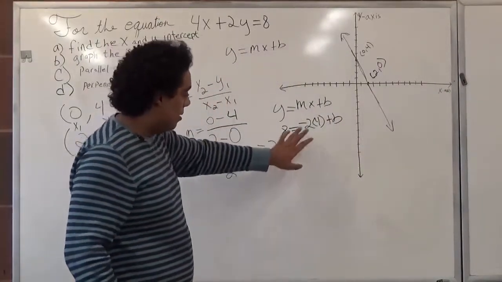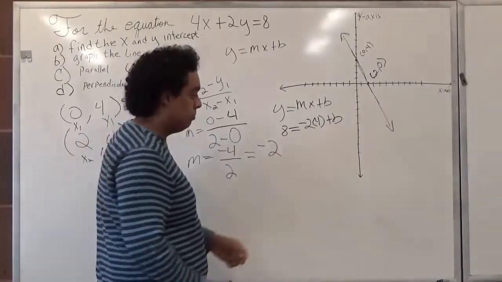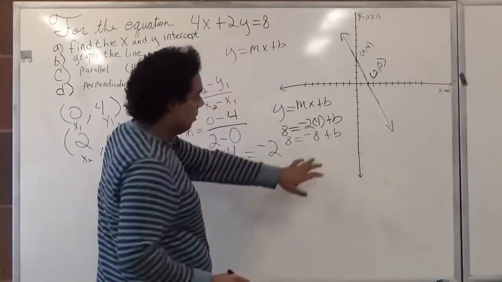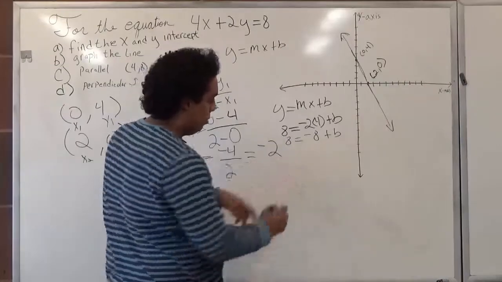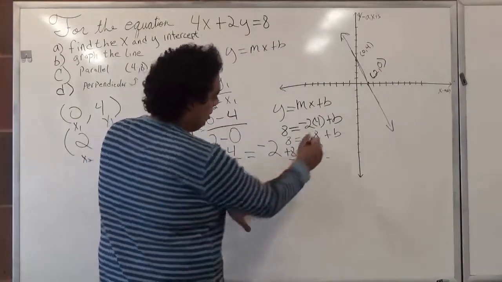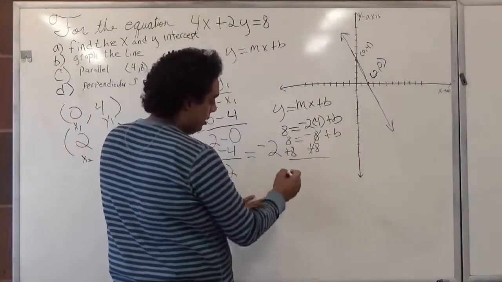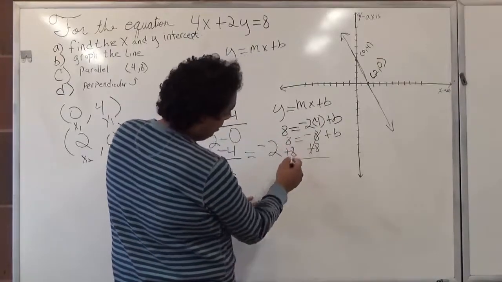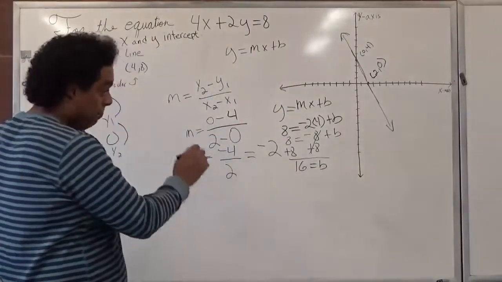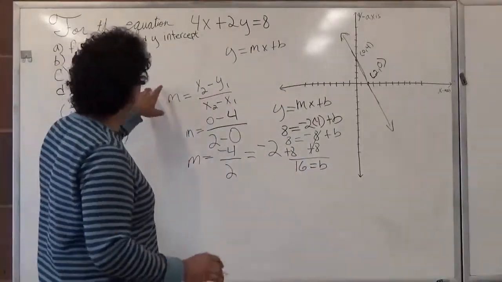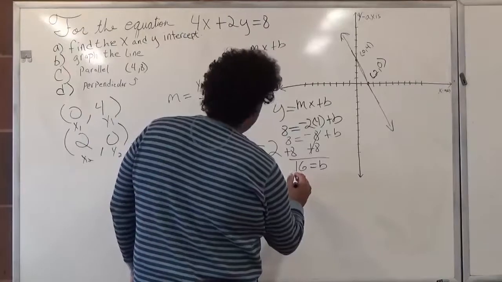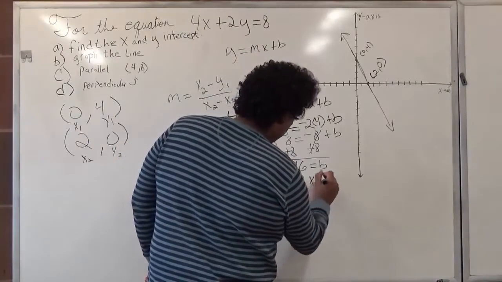So now we have negative 2 times 4, which is negative 8, plus b, equal to 8. We're going to add 8 to both sides to take it out of this side and bring it over to this side. So these two cancel out. Negative 8 plus 8 is going to equal 0, and 8 plus 8 is going to give us 16. So b equals 16. But that is not the equation of the line. If we're asking for the equation of the line, it'd be in this form. So y is equal to negative 2x plus 16.